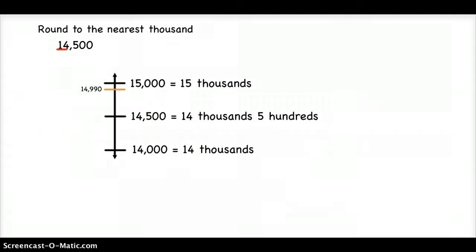If I were to place the number 14,990 on my vertical number line, I see that it's clearly closer to 15,000 than it is to 14,000. 14,990 rounds up to 15,000. The number 14,345, when I place it on my vertical number line, is clearly closer to 14,000 than it is to 15,000. 14,345 rounds down to 14,000.